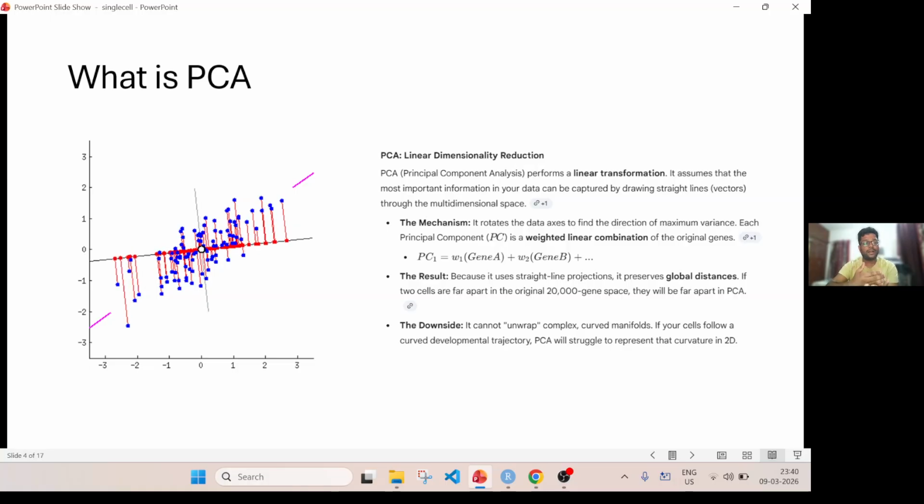You cannot do UMAP or t-SNE without PCA, because PCA will remove the noise and capture the signal. It also captures the global distance, because in the PCA space the distance between two dots, or two cells, represents how far apart their expressions are in the original gene space.